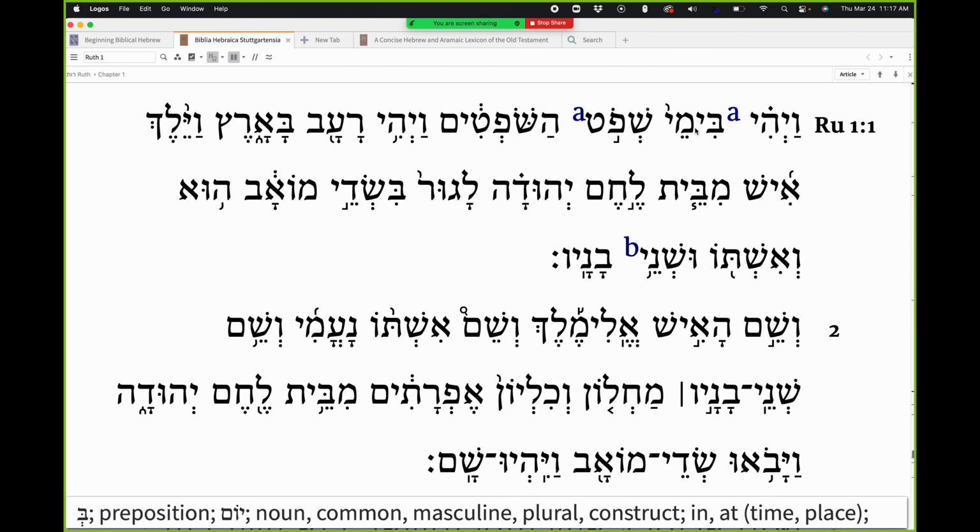So this is yom. I know it doesn't look like yom, but when you have yom and you have it plural, you get yamim. And then when you make it construct, you get yemei with a shava here.